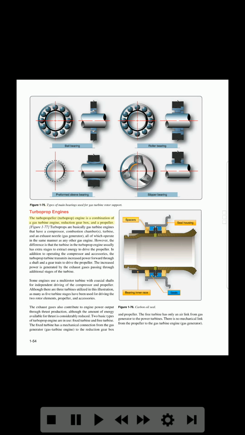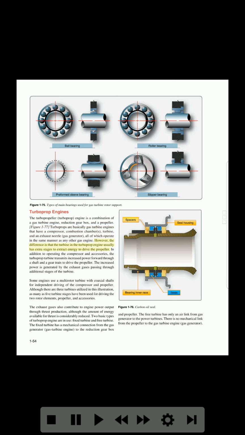Turboprop engines. The turbopropeller, turboprop, engine is a combination of a gas turbine engine, reduction gearbox, and a propeller. Figure 1-77. Turboprops are basically gas turbine engines that have a compressor, combustion chambers, turbine, and an exhaust nozzle, gas generator, all of which operate in the same manner as any other gas engine.